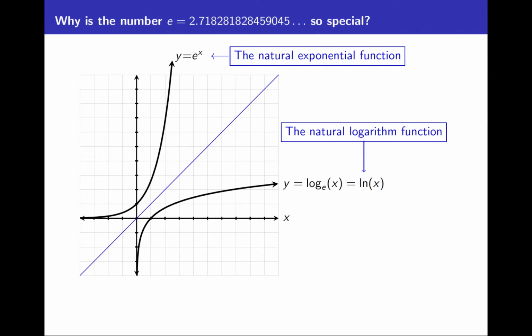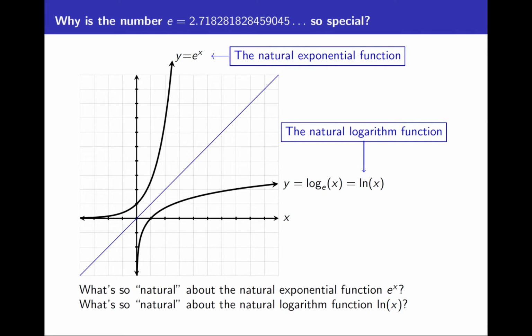So today's questions will be, what is so natural about the natural exponential function e to the x? What's so natural about the natural logarithm function, ln of x? And in general, what's so special about the base e? I'll convince you with a compelling argument that e is the best base that you could possibly have for any exponential function. You can't be better or more efficient than e.